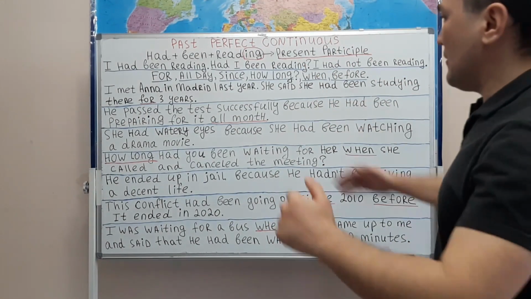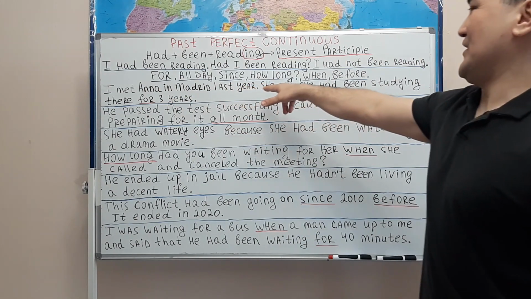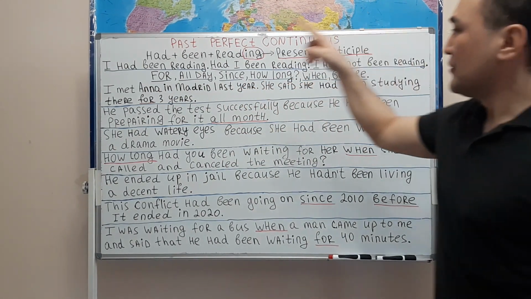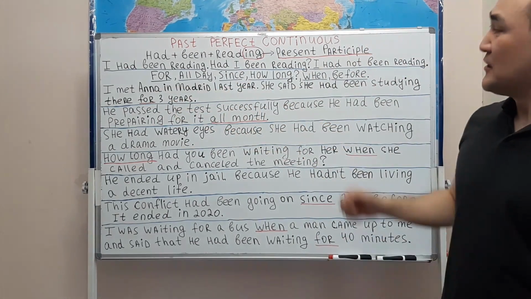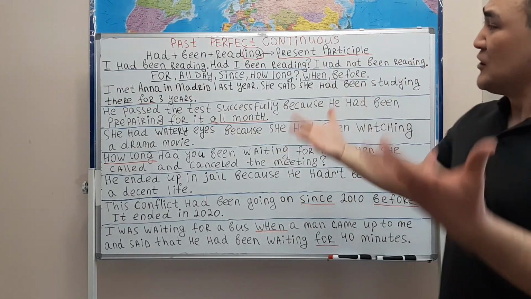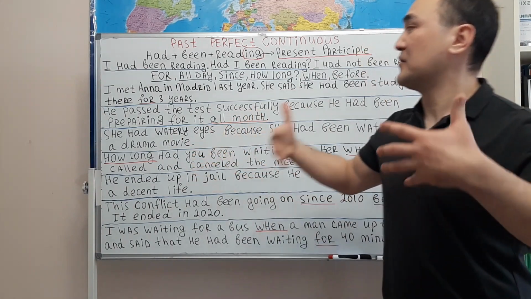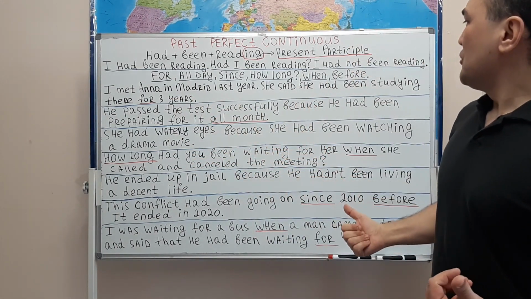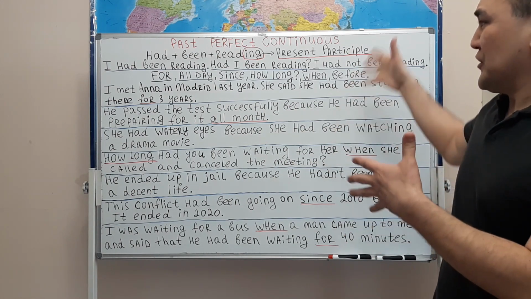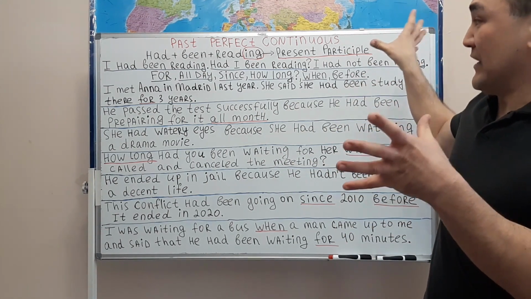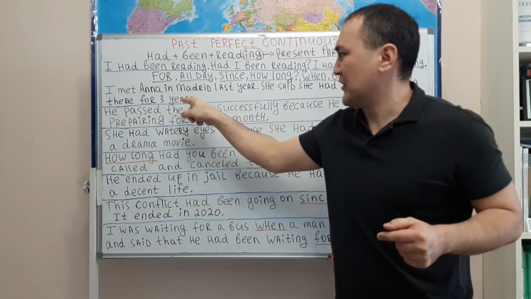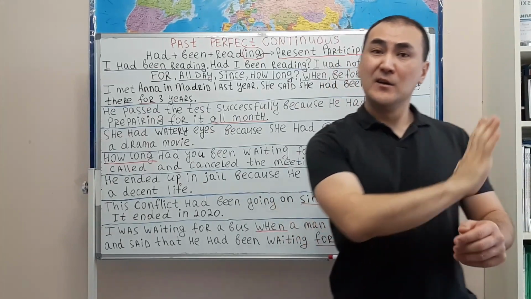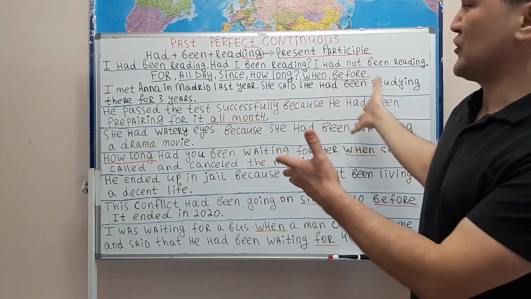All right. So, I met Anna in Madrid last year. She said she had been studying there for 3 years. All right. She met her friend in Madrid and she said that she had been studying there for 3 years. Okay. The duration of time, how long? For 3 years. It means that when she met her, she had been there already for 3 years. It means that she started studying there 3 years ago and she continued studying. She kept studying, okay?